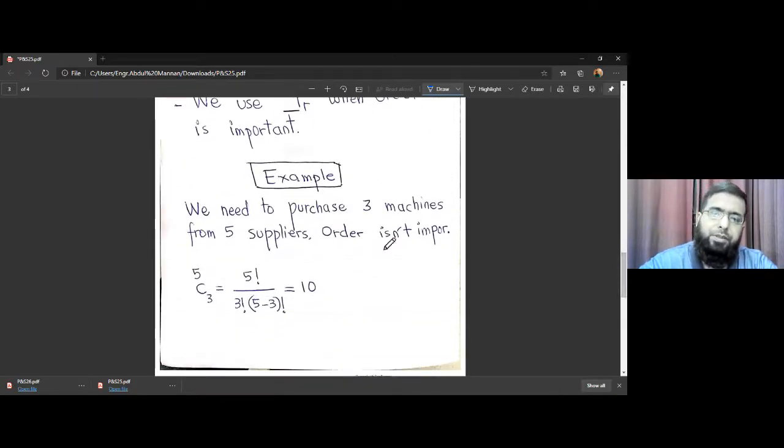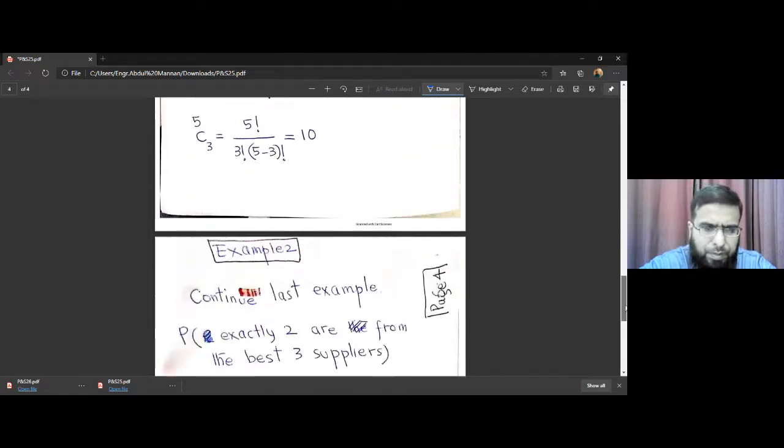Here's an example. We need to purchase 3 machines from 5 suppliers. Order isn't important. So how would you purchase? From the 5 suppliers, we can select 3 machines: 1 from supplier 1, 1 from supplier 2, 1 from supplier 3. 1, 2, 3, or 3, 1, 2, or 2, 1, 3. So in how many ways can we select when the order isn't important? It's 5 factorial over 3 factorial times 2 factorial, because n is 5, r is 3. Putting everything in this formula gives us 10 different ways.